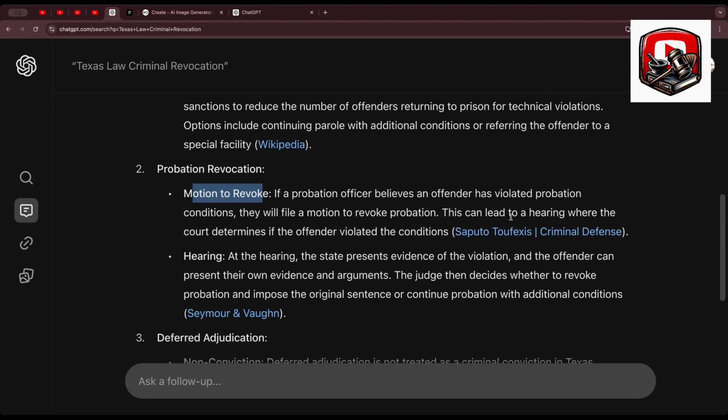It says this can lead to a hearing where the court determines if the offender violated the conditions. At the hearing, the state presents evidence of the violation, and the offender can present their own evidence and arguments. The judge then decides whether to revoke probation and impose the original sentence or continue probation with additional conditions.